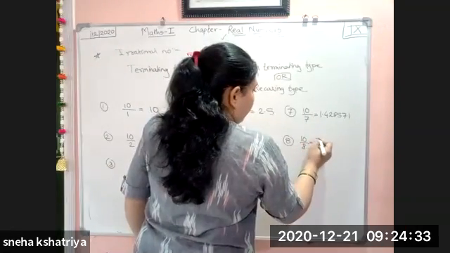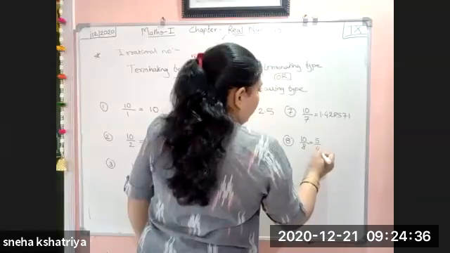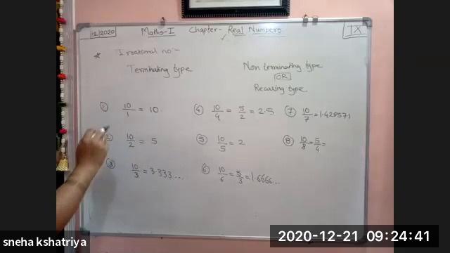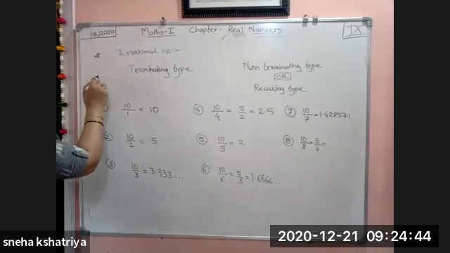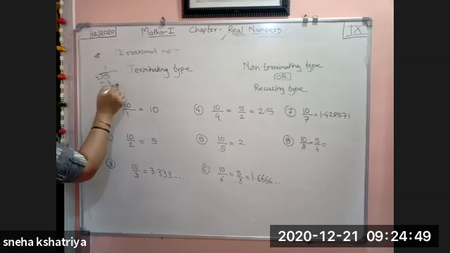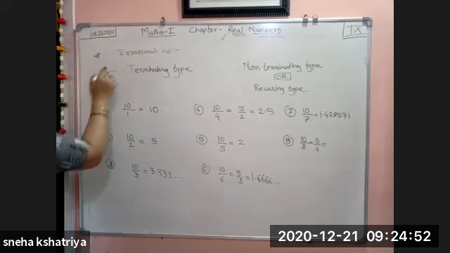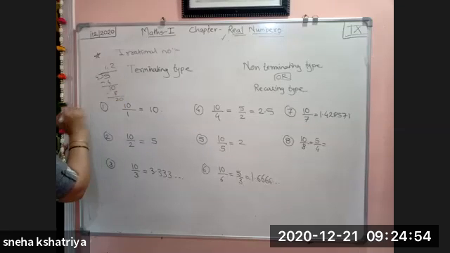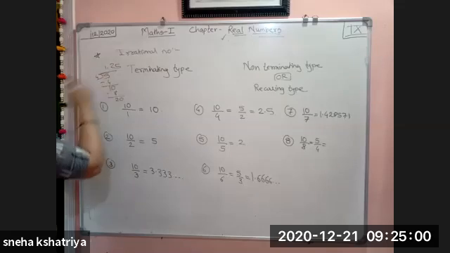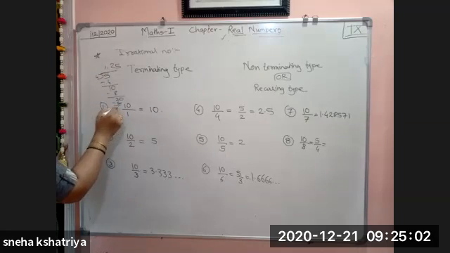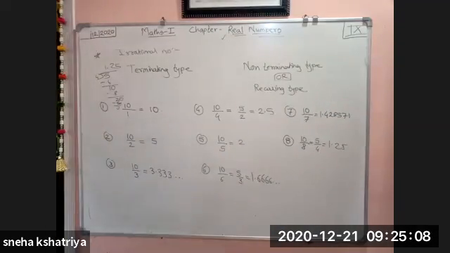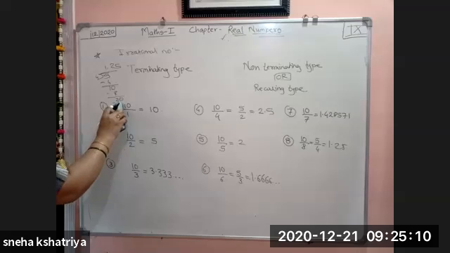Next, 8. 10 divided by 8, we can reduce it to 5 divided by 4. Calculate here: 4 ones are 4, take a 0. 4 twos are 8, again 2, keep a 0. 4 fives are 20. So 1.25. 20 and 20 get cancelled, 0. So 10 divided by 8 is 1.25.